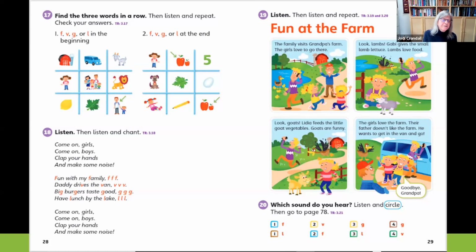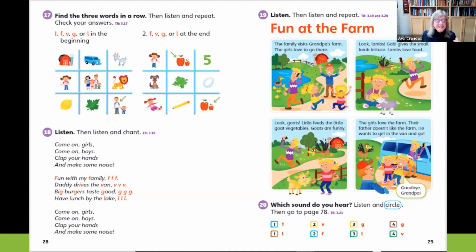And notice how in the first activity, it's a bingo game in which they listen and they have to find whether F, B, G, or L is in the beginning. And then in the second one, whether those same sounds are at the end. And whoever actually finds the 3 then wins the bingo game. Then they have a chance to go on and listen to a chant and then actually chant and clap their hands. So they say, fun with my family, daddy drives a van. Big burgers taste good, have lunch by the lake.